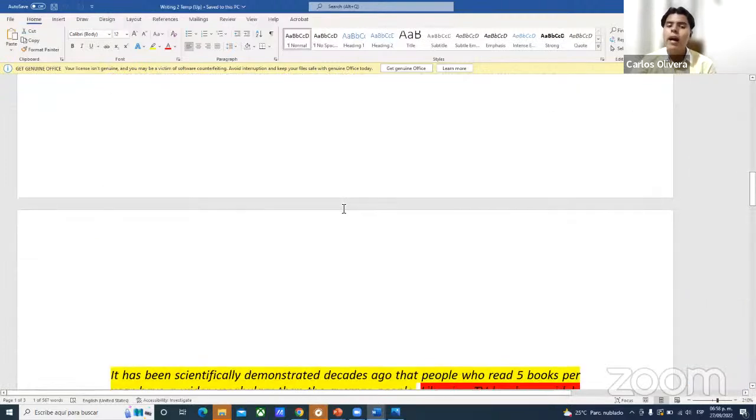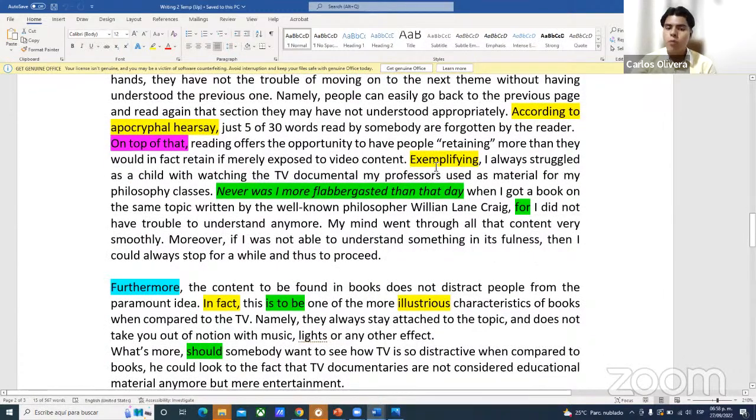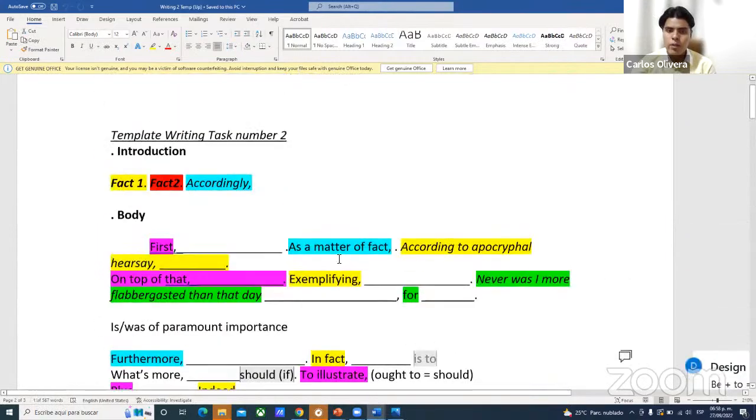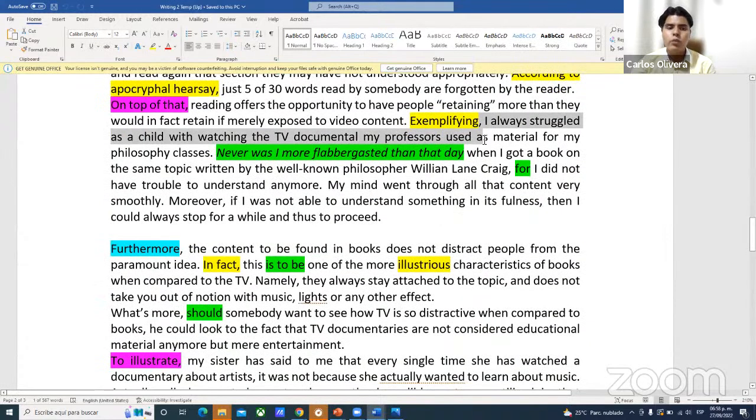okay? So let me show you how I exemplify my argument here. Remember that my argument is reading offers people the opportunity to have a slower and longer perception of different topics. Notice that I wrote exemplifying, the same word we have here in the structure. And here you make your illustration. For example, how I did it. I always struggled as a child with watching the TV documentaries my professors used as material for my philosophy classes, right? As you can see, I'm talking about my childhood, okay? I'm making it personal. Never was I more flabbergasted than the day when I got a book on the same topic written by the well-known philosopher William Lane Craig, where I did not have trouble understanding anymore, right?